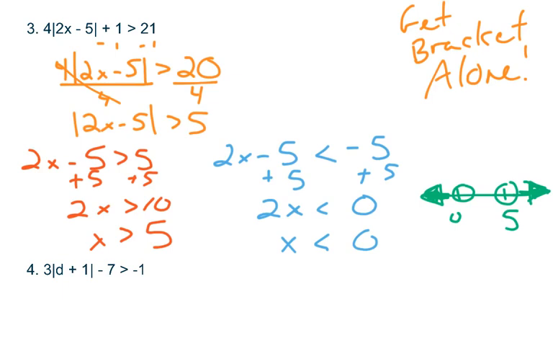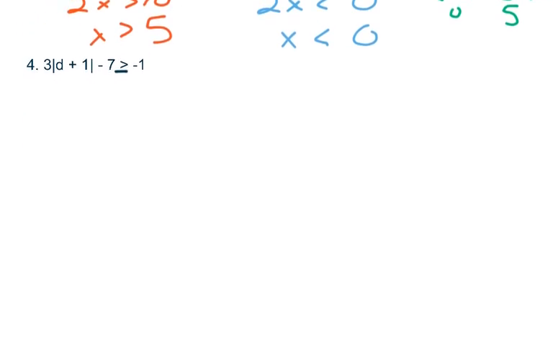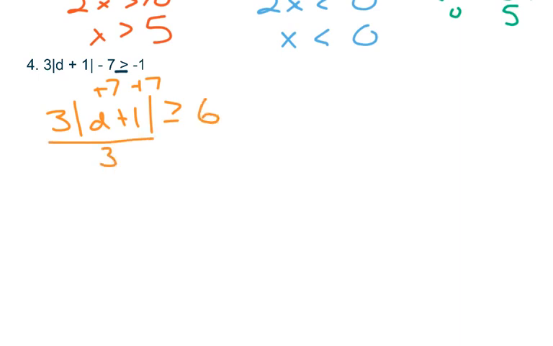All right, number 4. I made a mistake when I typed this. That should be greater than or equal to. So 3 times the absolute value of d plus 1, minus 7, is greater than or equal to negative 1. Again, we've got to get the bracket by itself before we can do anything else. So I'm going to add 7 to both sides. So 3 times the absolute value of d plus 1 is greater than or equal to, let's see, negative 1 plus 7 is 6. We'll divide both sides by 3. So the 3's will cancel. The absolute value of d plus 1 is greater than or equal to 6 divided by 3, which is 2.